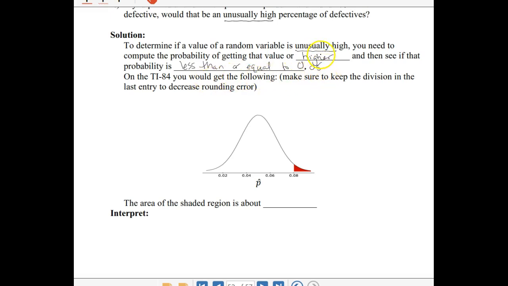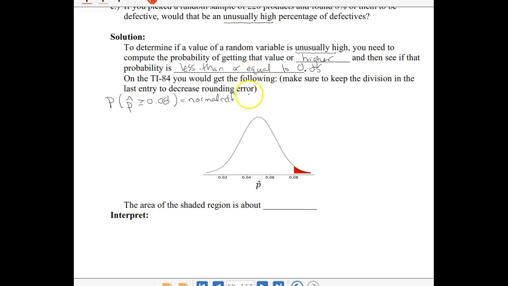In this case, we want to know if we have an unusually high number. So we're going to compute the probability of getting that value or higher. On the TI-84, we would get the following. Again, make sure to keep the division in the last entry to decrease the rounding error. So we want to compute the probability of getting a p-hat that is greater than or equal to 0.08, because we've been asked if 8% is unusually high. We just check the conditions that we know that p-hat has a normal distribution.